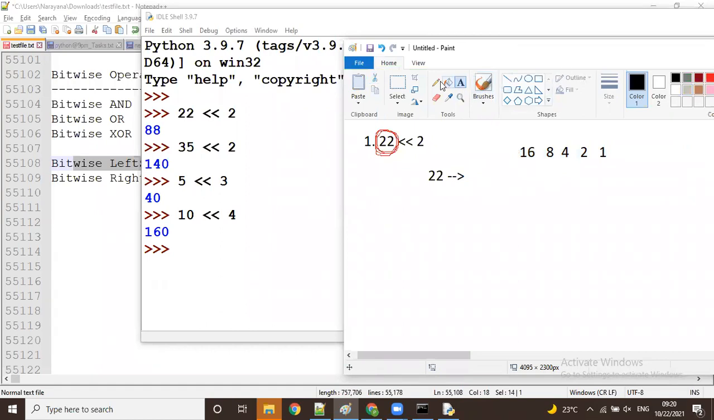To get 22, what combination is required, guys? From these numbers, 16 is required. If I take 8, 16 plus 8 is 24, exceeding this number. I want exactly 22, so it is not required. 16 plus 4, how much? 20, right? 20 plus 2 is 22, enough, guys. So 16, 4, 2 are required; 8 is not required, and 1 is also not required. This is the binary for 22. Now this part is over.